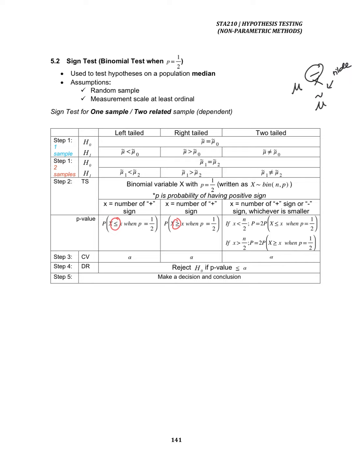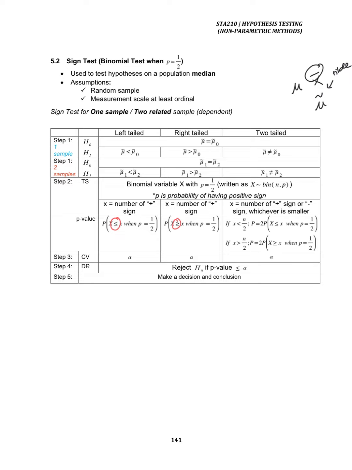Okay, and then for the critical value for the left tail, right tail, and the two-tail, we just compare with alpha for ketiga-tiga condition lah. Okay, maksudnya we will reject the null hypothesis if the p-value is less than or equal to alpha. Okay, and then the last one, we have to make a decision and also the conclusion.